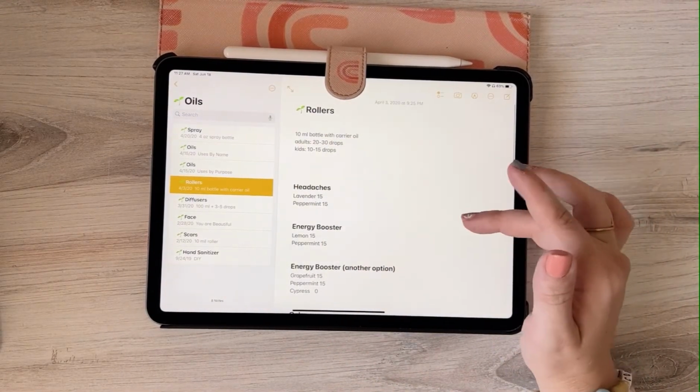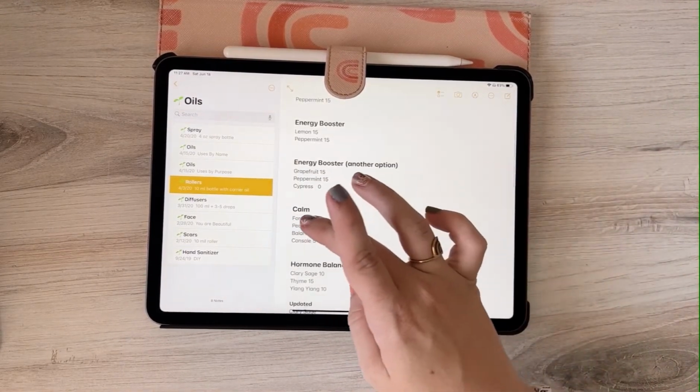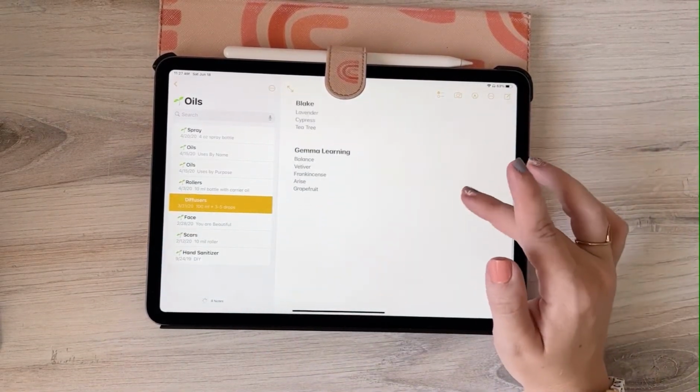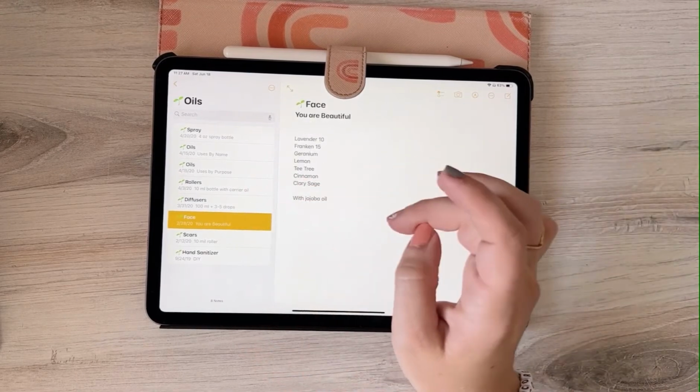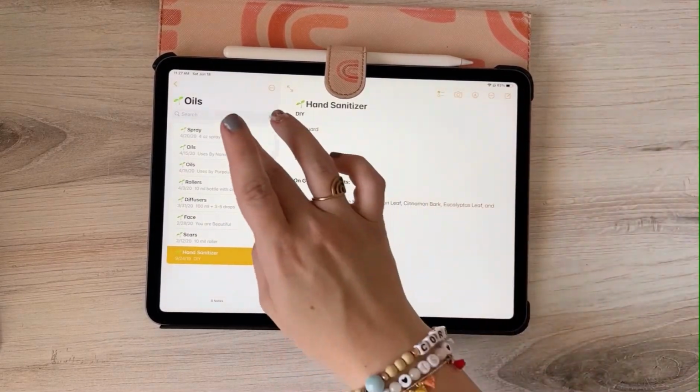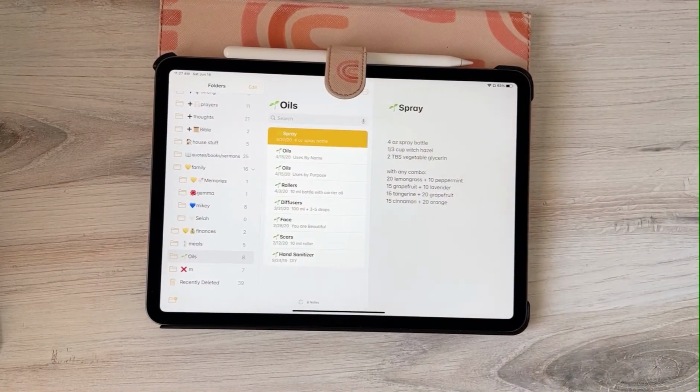These are some roller recipes. If you're looking for calm, here's some stuff you could use. Diffuser recipes. There's a face recipe, scar recipe. Here's how to make hand sanitizer. So a bunch of oil stuff.